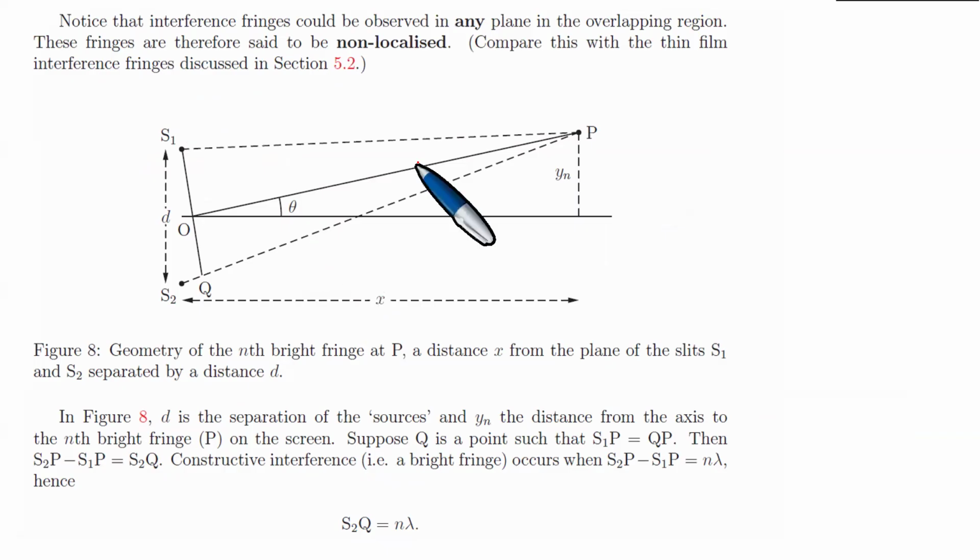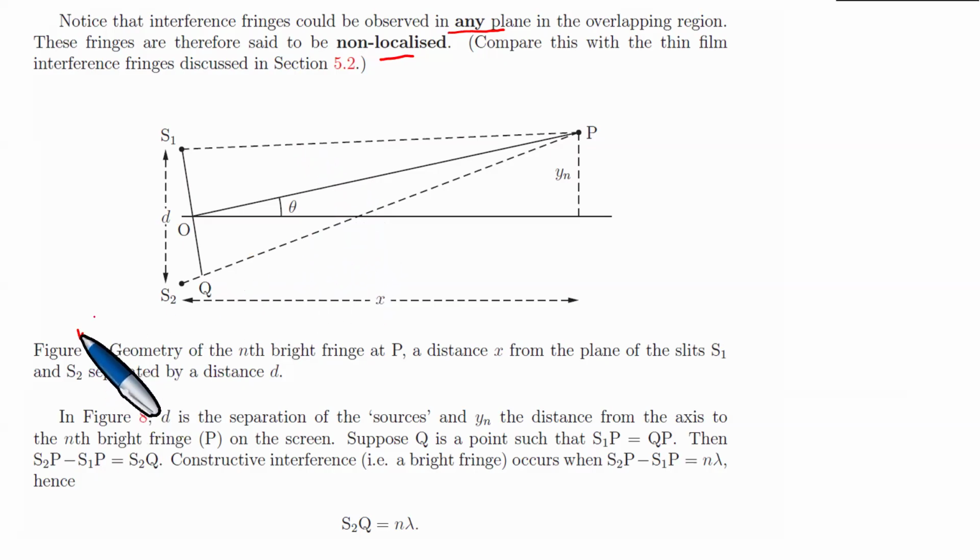Notice that the interference fringes could be observed in any plane in the overlapping region. Because they could be observed in any plane in the overlapping region, we say these fringes are therefore non-localized. Compare this with the thin film interference fringes discussed in section 5.2.